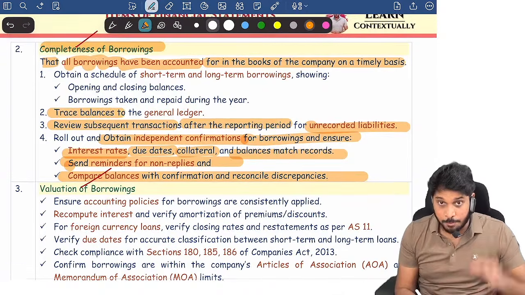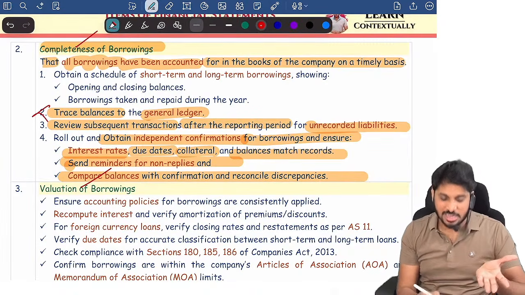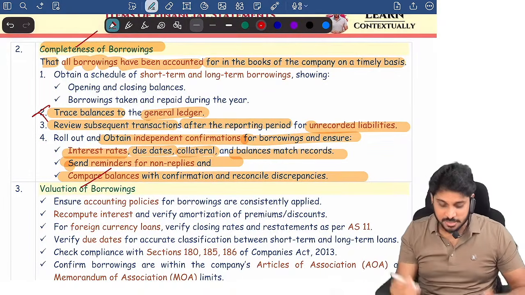And trace borrowings to general ledger. Again, this is an outdated point, guys. Today, general ledger topic, all this is not there, outdated point. But what to do? In exam, sometimes you have to write this.